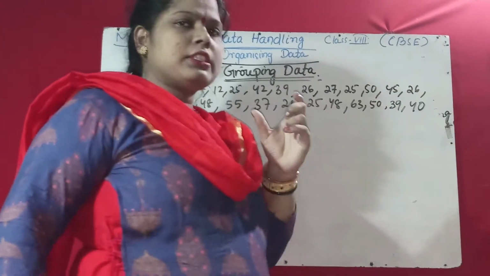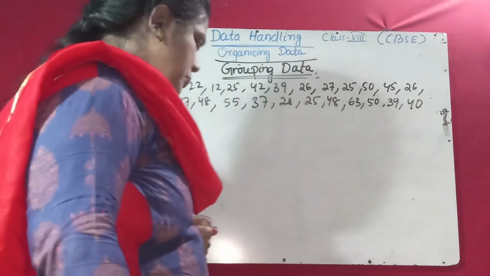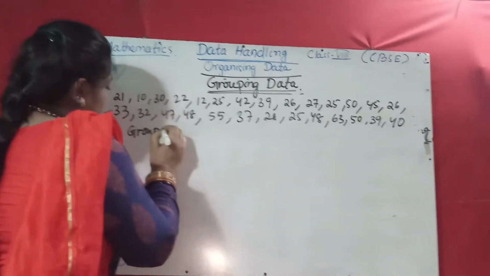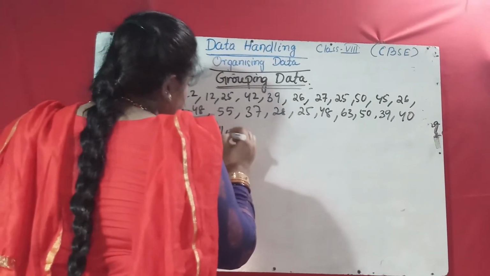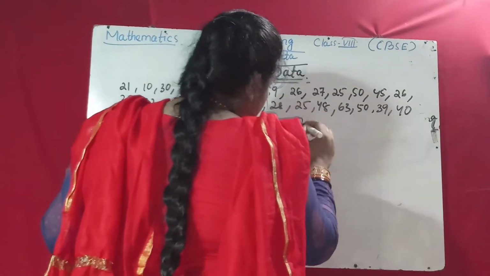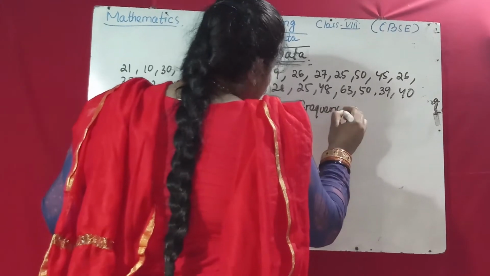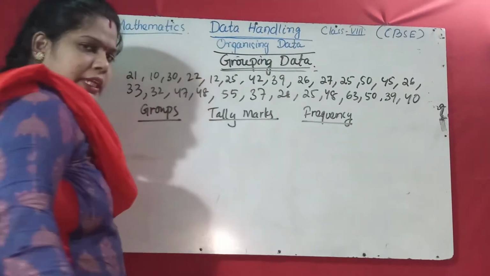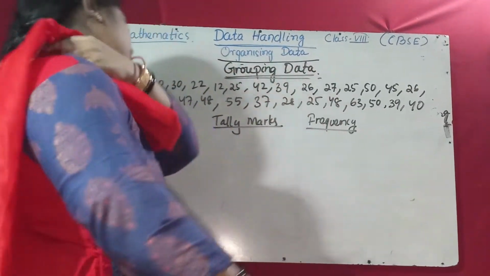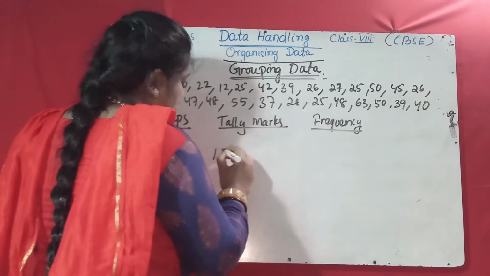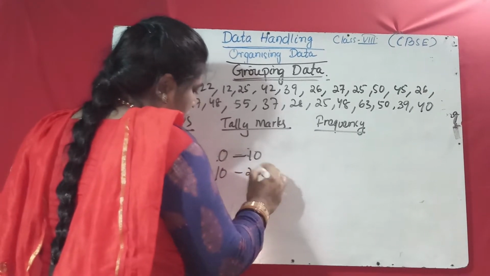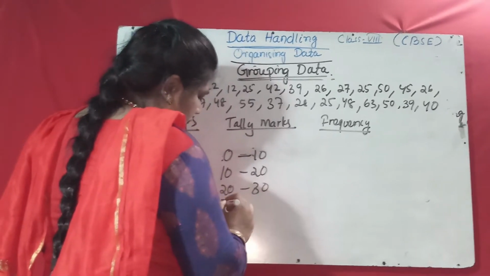So here we make some groups. So how do we make groups? First we write groups, then tally marks, make the data tally marks, then frequency. So how can you make groups? You have to make the groups according to convenience. Suppose I will make 0 to 10, 10 to 20, 20 to 30, 30 to 40.